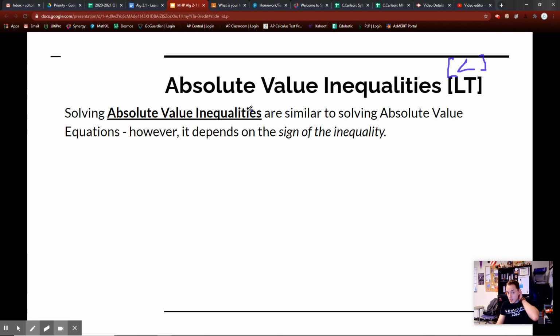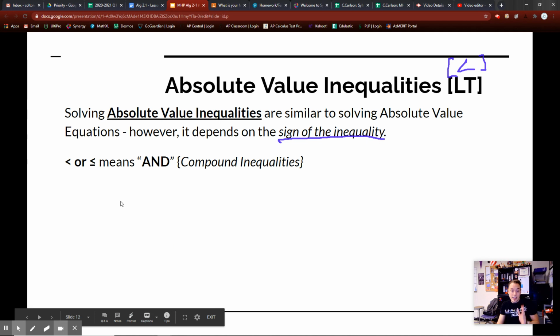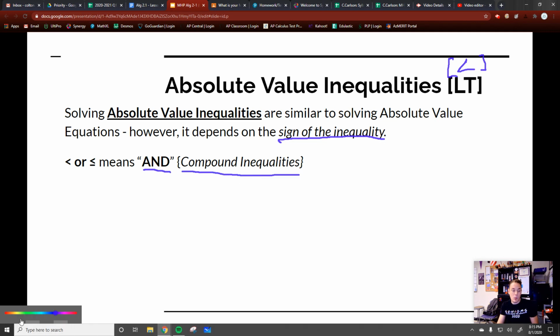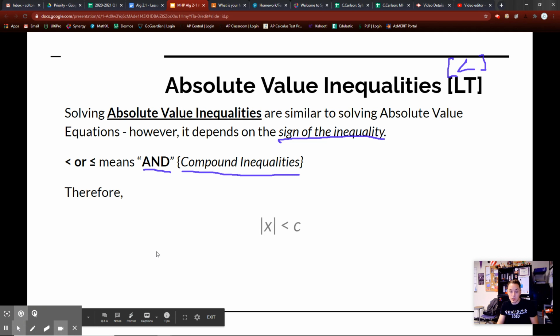So less than sign. Solving the absolute value inequalities are similar to solving equations. However, it depends on the sign of the inequality. So since it depends on the sign of the inequality, I'm going to first teach you how to do less than signs because it has its own kind of unique formula. And then I'm going to show you how to do greater than signs. All right? So less than sign or less than or equal to means what we call and. It's what we call a compound inequality. What does that mean? It means it will look something like this.